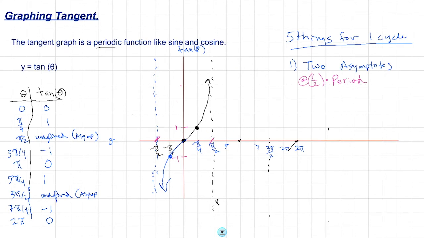The easiest way to find the period on any tangent graph, because here I would have to find this distance from -pi/2 to pi/2. So 1, 2, 3, 4 units. Each unit is worth pi/4. That's 4 pi/4 units, or pi units long. But the easiest way to find the period is to take pi divided by the frequency. And the frequency is this value right here.